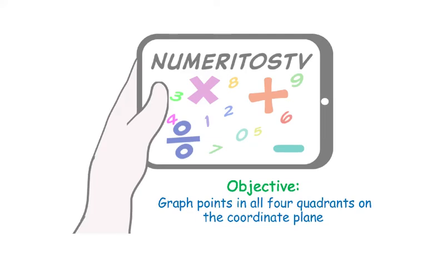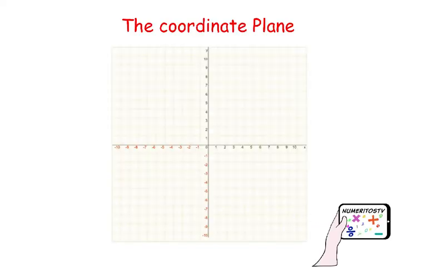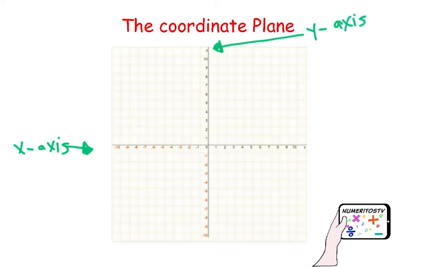The objective today is to graph points in all four quadrants on the coordinate plane. So what is the coordinate plane? A coordinate plane is formed by two number lines. One is horizontal and is called the x-axis, and the other number line is a vertical one called the y-axis. These two number lines meet at their zero and they are perpendicular to each other.